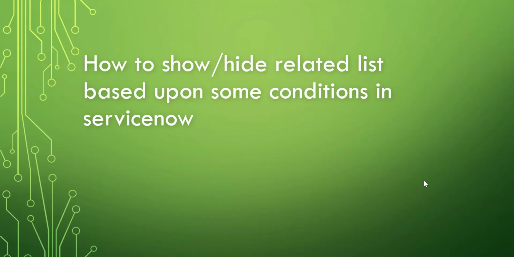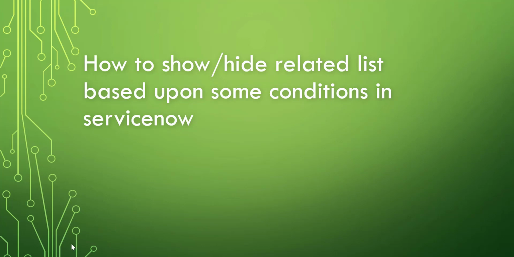Hello friends, today we'll discuss how to show or hide related lists based upon some condition in ServiceNow. Sometimes you will get a requirement like, in some stage, when the incident state is on hold or in progress, that time we have to show or hide some related list. So that kind of requirement we will implement today.